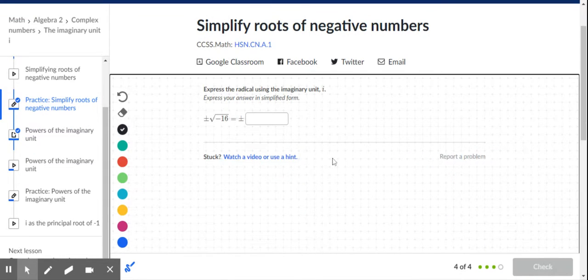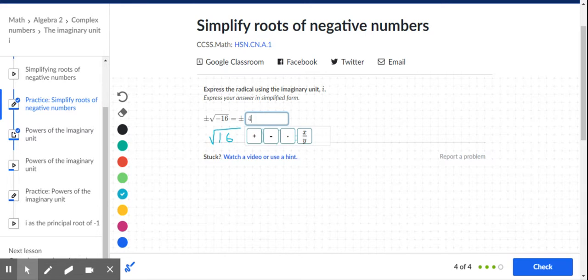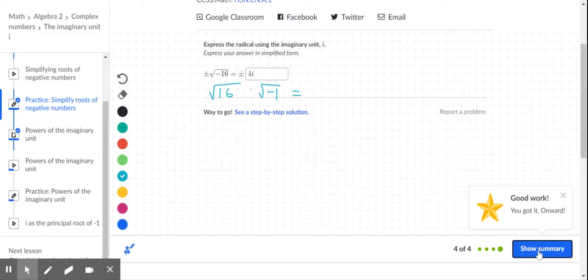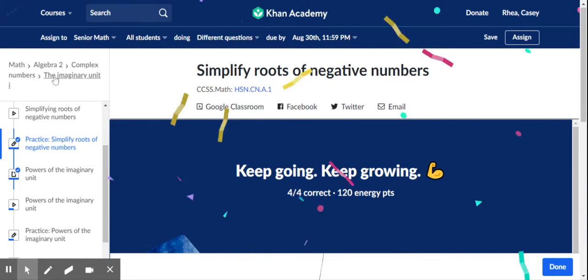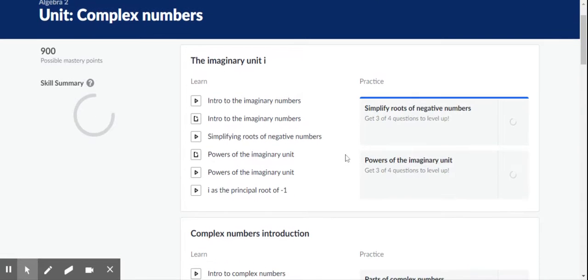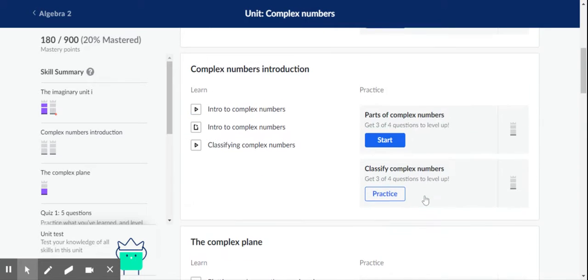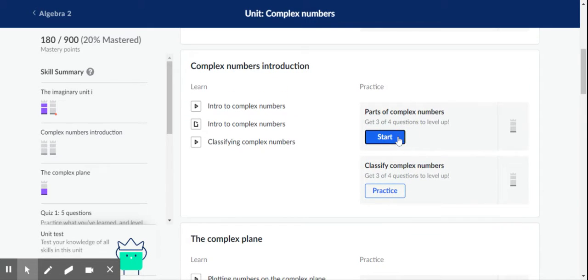All right, let's do another one. Square root of negative 16 is the same thing as the square root of 16 times the square root of negative 1, which is 4i. Easy enough, right? Okay, let's try another assignment here since we're on this. Let's go over to the parts of complex numbers. So the next assignment should be something like this: parts of complex numbers, or classifying complex numbers. Super easy assignments, but let me just run through them really quickly for you.